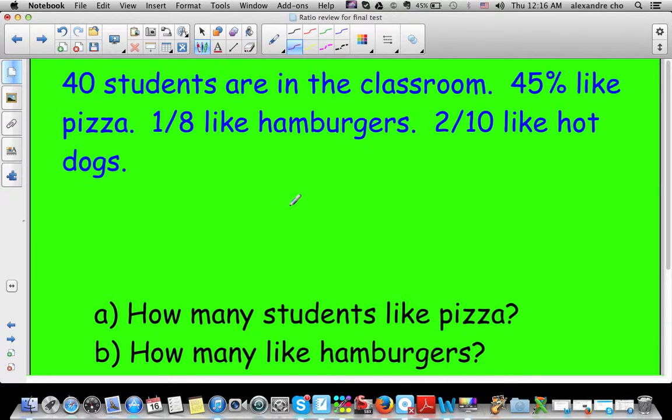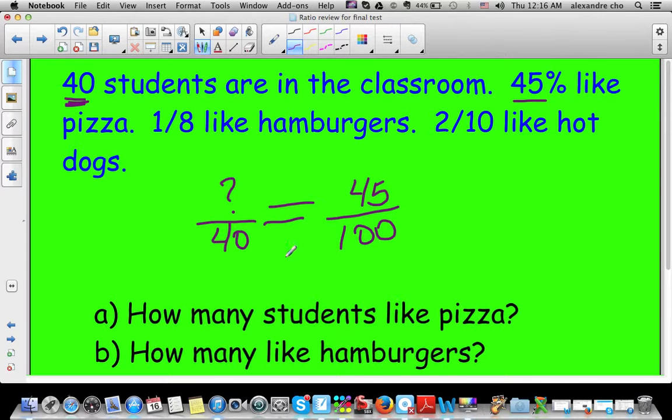So we can use a ratio because we're given a percentage. So here's my 100 that it's always there. We're given 45%, so we can use that. So 45% obviously goes on top of the 100. And on the other side, the only other number that we're going to use is this one, because there are a total out of 40 students, a certain part of them like pizza, and that's what we want to find out.